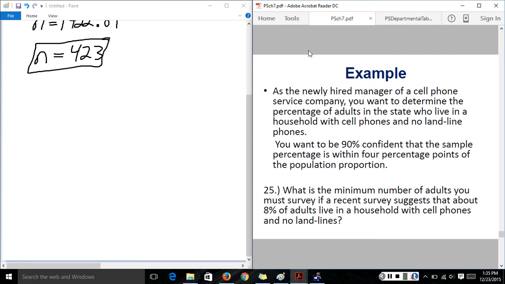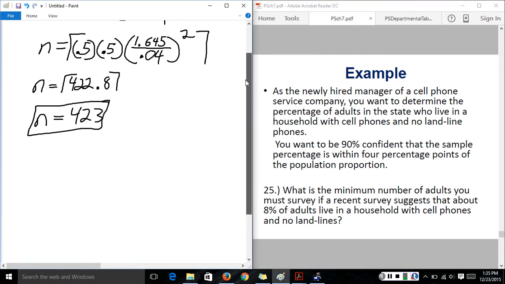Let's say you're reading a recent survey, and it suggests that about 8% of adults live in a household with cell phones and no landlines. Maybe you read it in a journal or a magazine. Okay, well now you have somewhere to maybe start off. So for number 25, we can change the formula just slightly. Again, here's the formula.